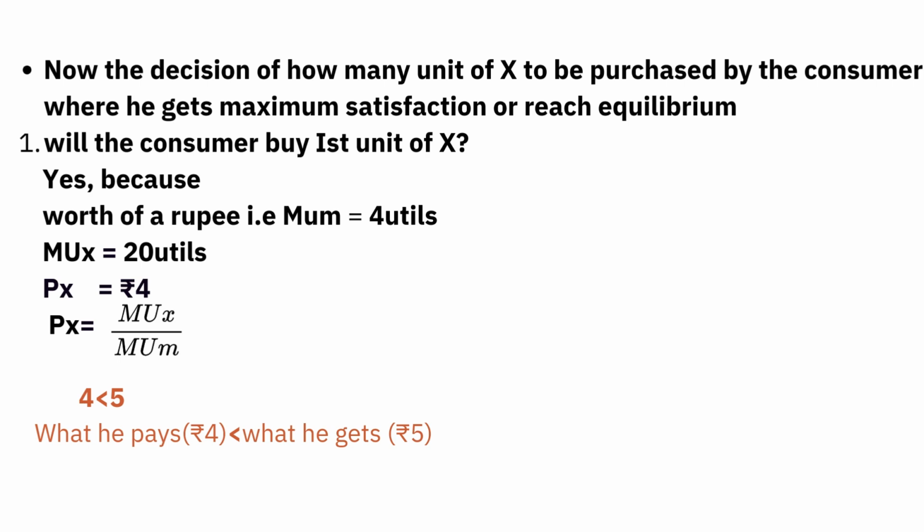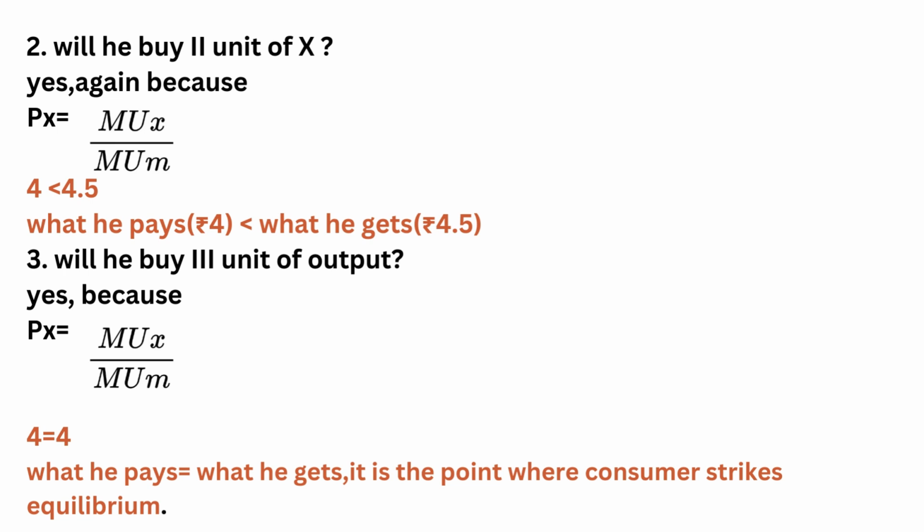so he will definitely buy the first unit of the commodity. Likewise, will he buy the second unit of the commodity? Yes, again we will apply the formula, we will put in the values and we find the same result, that what he pays, which is 4 rupees, is less than the satisfaction of what he gets, which is 4.5.